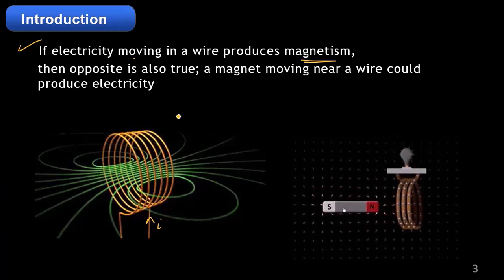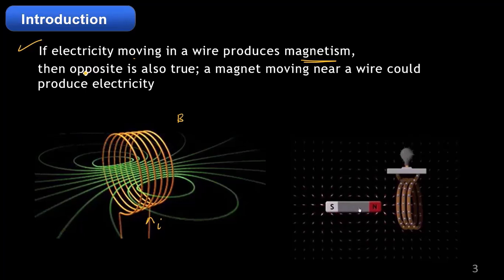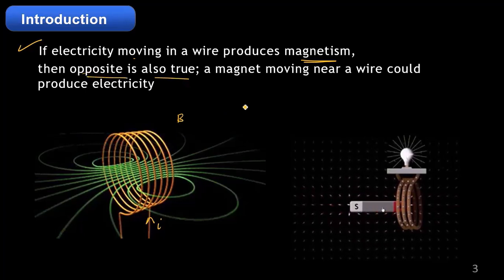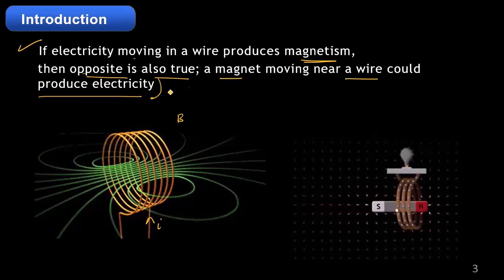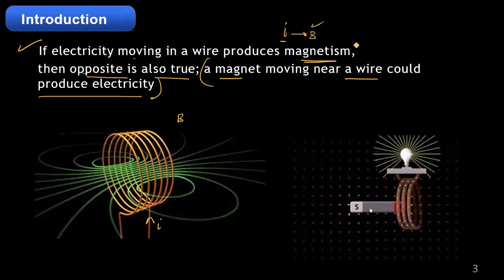it can produce a magnetic field, B তৈরি করতে পারে। So I can produce B, then the opposite is also true. Opposite is also true means B can also produce I. That means a magnet moving near a wire could produce electricity. So that is the basic idea. So in the chapter magnetism, what we study is that current can produce B. I can produce B value from I. That is called magnetism.